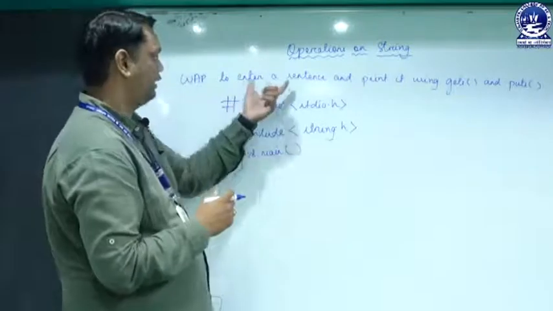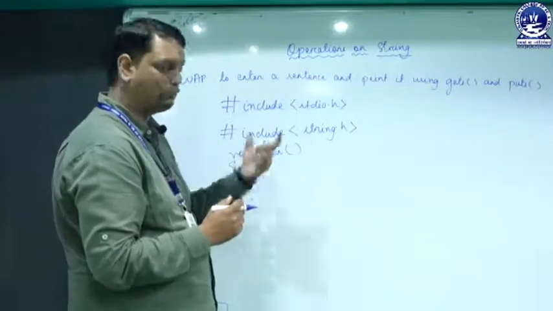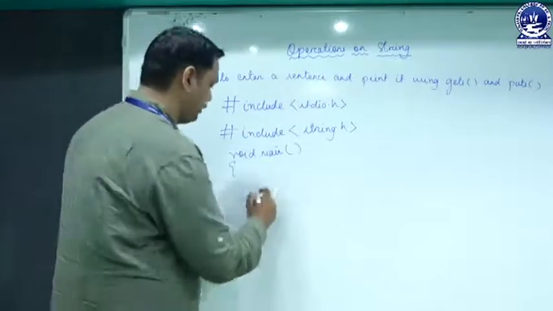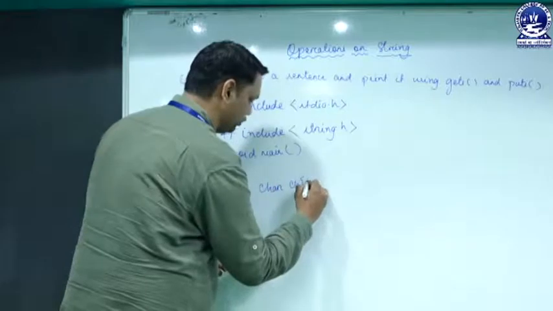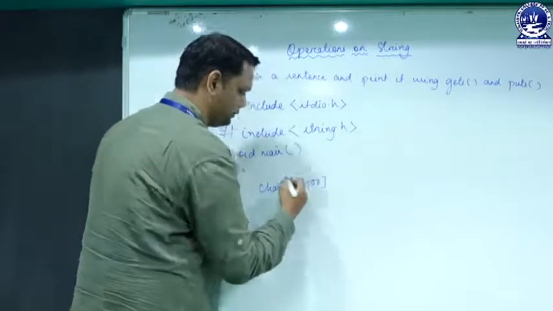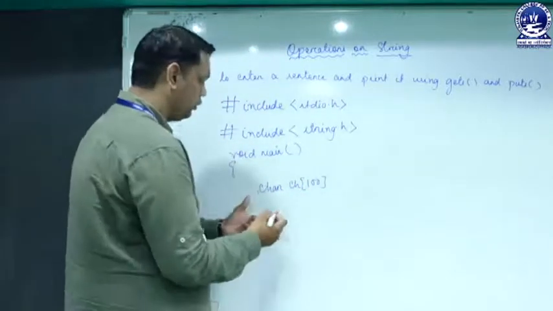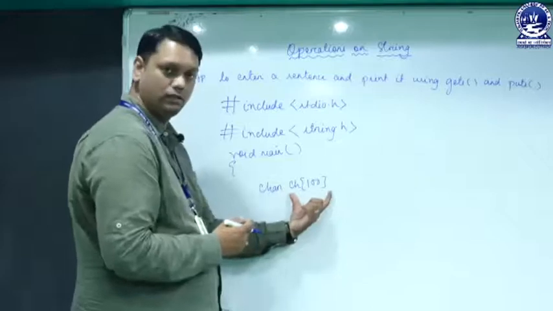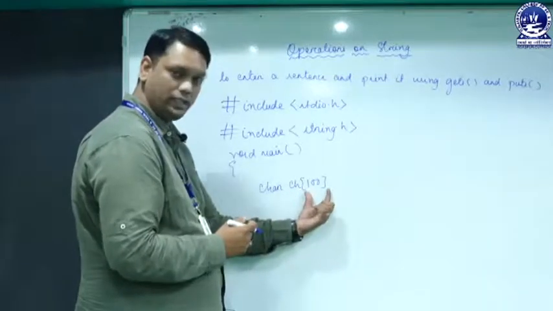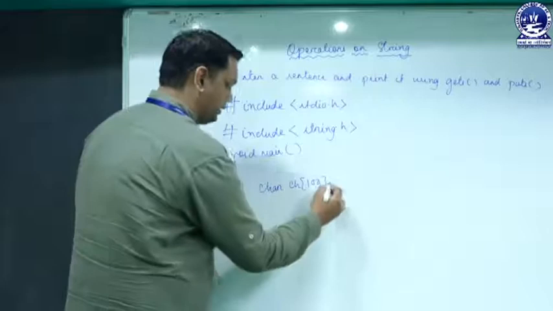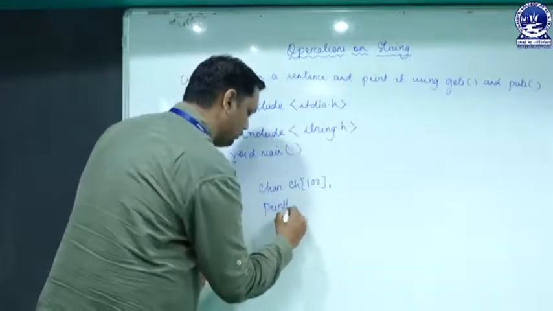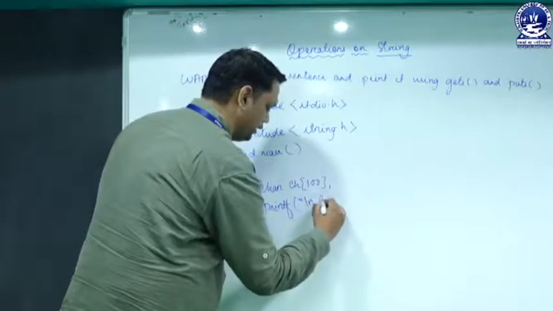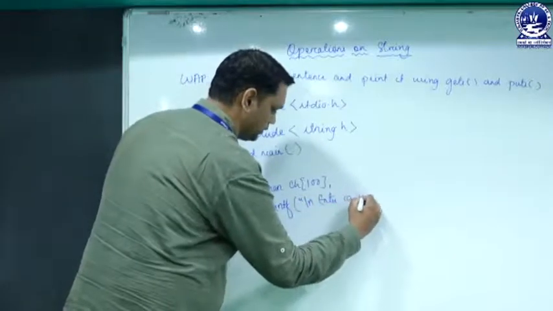I have to enter a sentence, that means I have to take a character array over here. So let's say I have taken char ch of 100. Now I have to accept a string of 100 characters and we can print it. So I have to give a message. Let's say I have written printf enter a sentence.